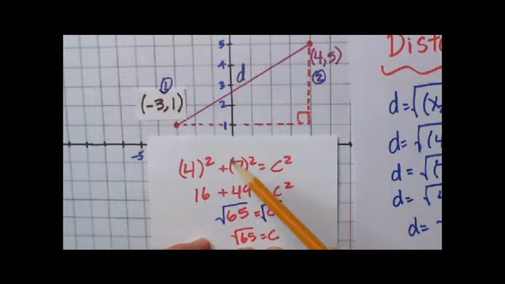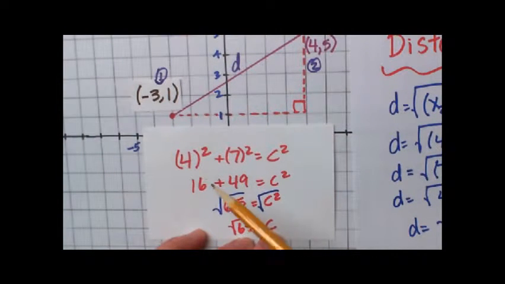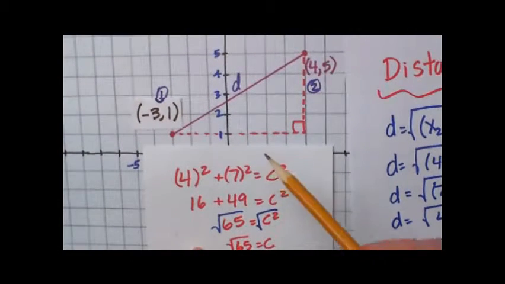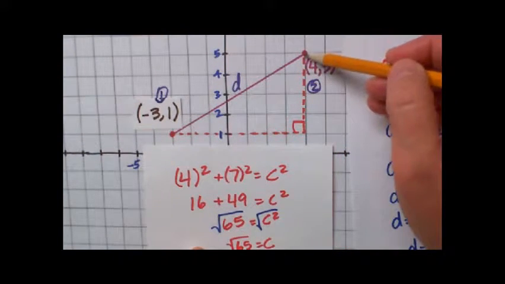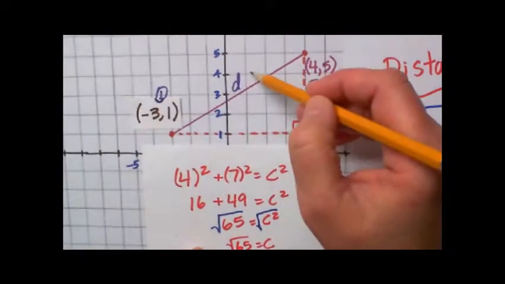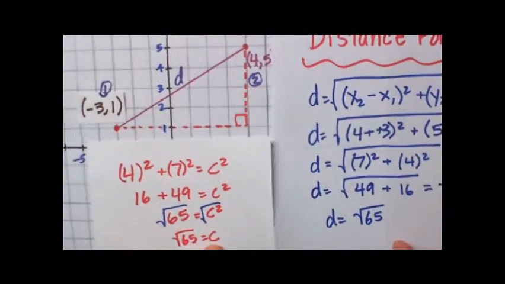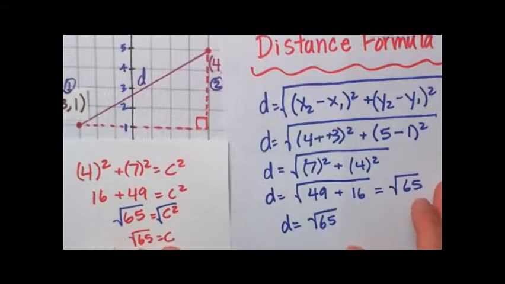So I put those values into our formula for the Pythagorean theorem. A squared plus b squared equals c squared. And I solved for c. 4 squared equals 16, 7 squared equals 49. We still have the c squared. I took the square root of both sides to solve for c, and I got the square root of 65 equals c. Remember, if this was a Pythagorean theorem problem with a right triangle, this would be c. I can use that to check my distance formula that we got a few minutes ago. And they check.